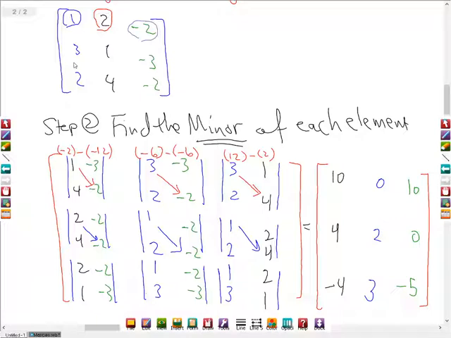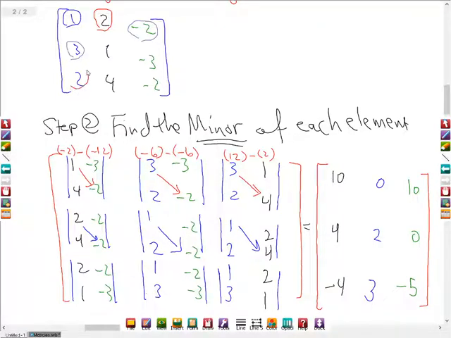You're going to repeat this step all the way to where? To here. You go to the 3. You delete everything across, everything here. Left 2 and negative 2, 4 and negative 2. Wow. You go to the 2.